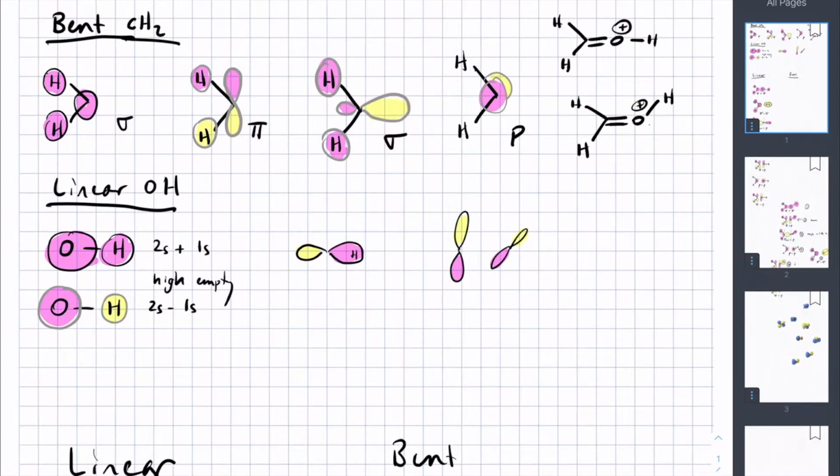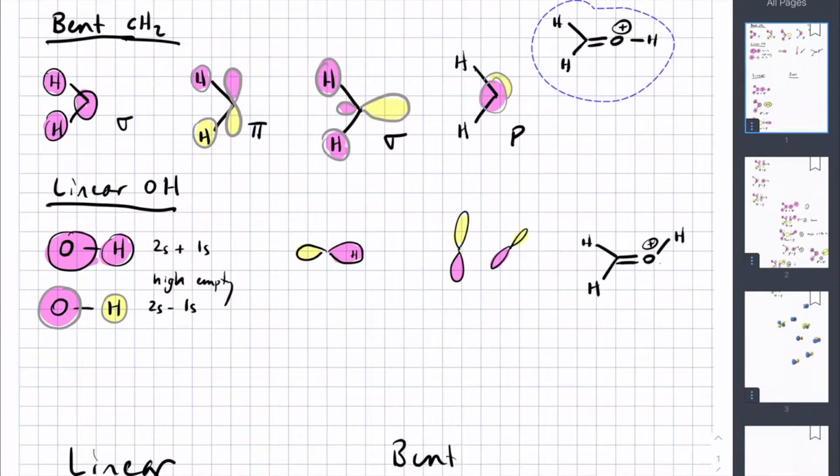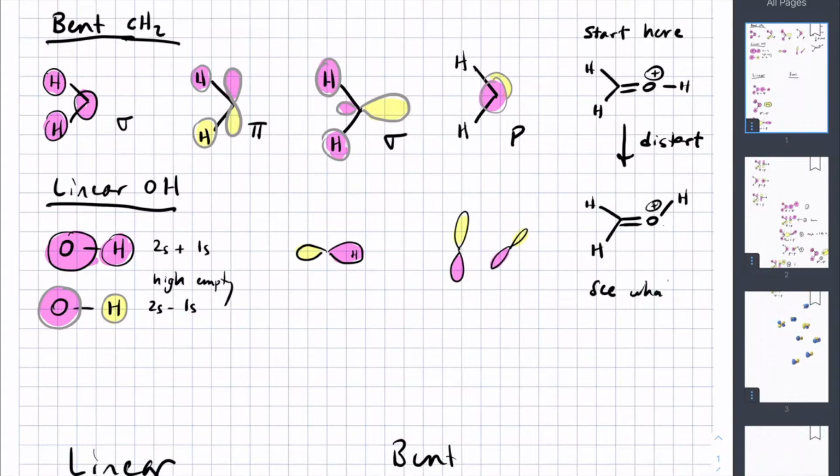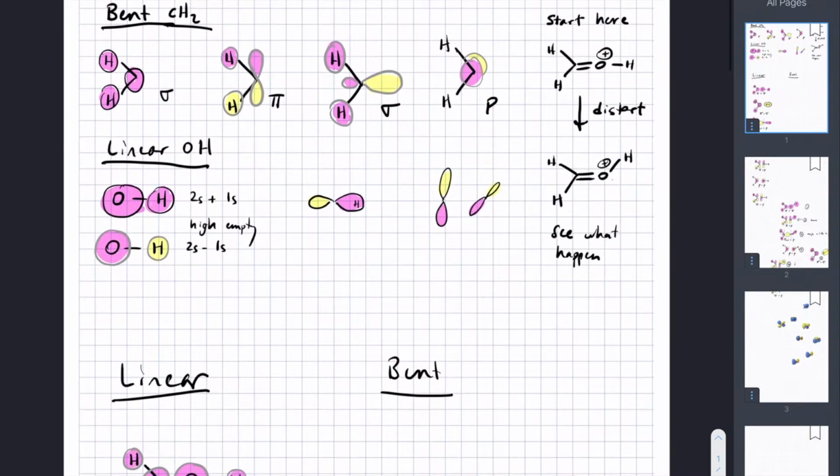So we began, like the text encourages you to do, by starting with the higher symmetry molecule. Start here, generate the orbitals there, and then distort to get the lower symmetry one and see what happens in terms of orbital overlap and what you can predict in terms of energy.